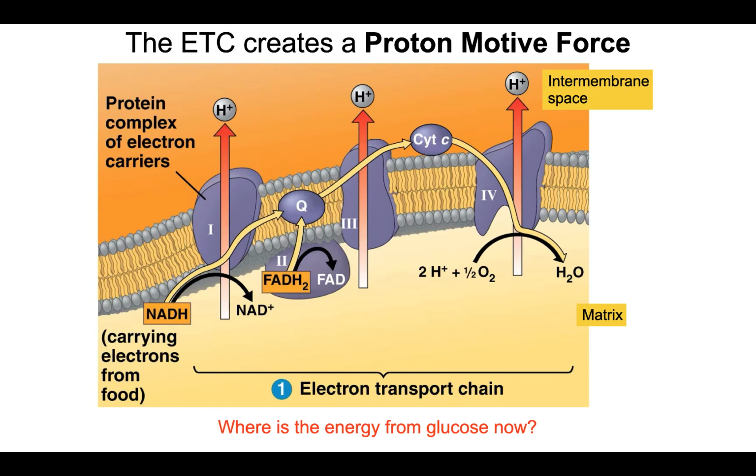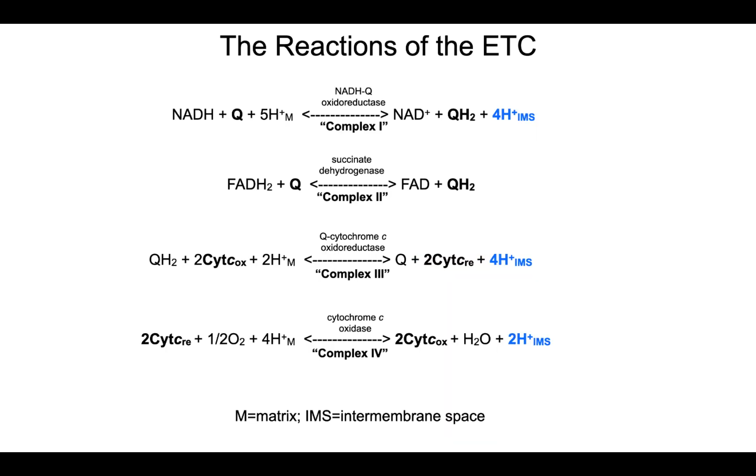So how does that work? First, before we go into that, I just want to stress that each one of these complexes is an enzyme that catalyzes a reaction, and they have enzyme names. Complex 1 is actually called NADH-Q oxidoreductase, and here's the reaction that it catalyzes. You do not need to memorize all of this. I just want you to see that these complexes are simply enzymes that catalyze redox reactions.